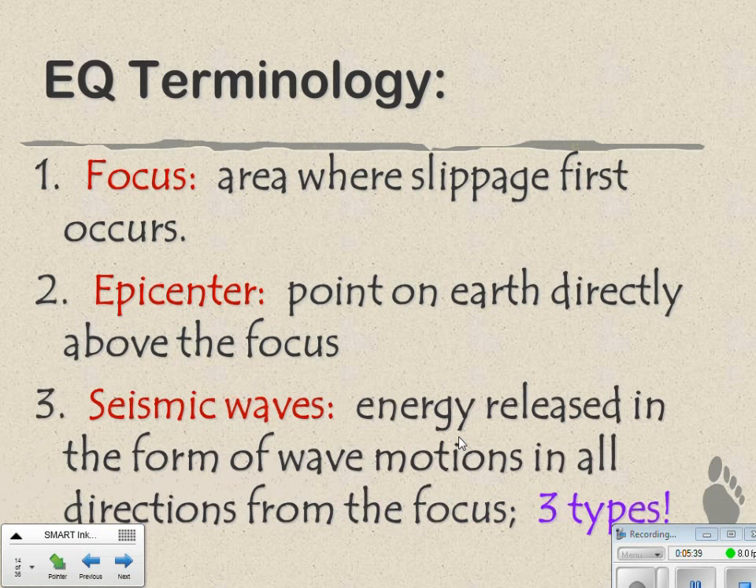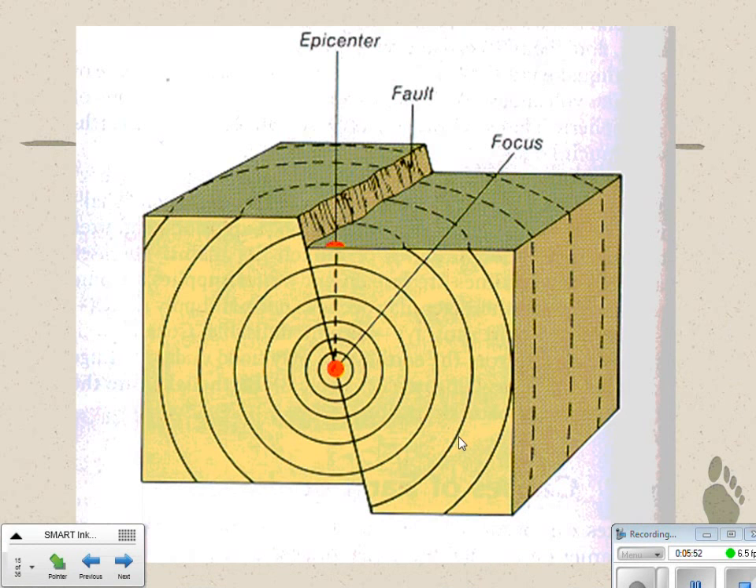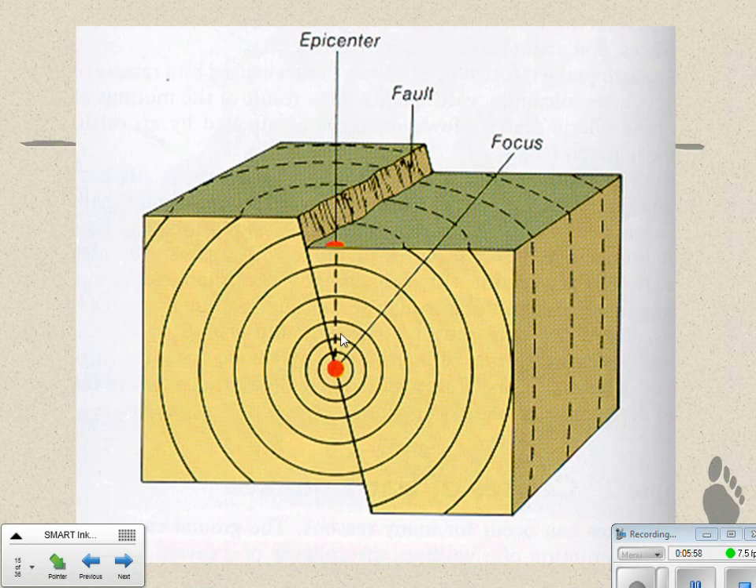And then seismic waves are the energy released in the form of wave motions in all directions from the focus. And there are 3 different types of waves. And then here's a little picture, should be on your notes. Got the focus down here in the middle, and then if you follow this dotted line up to the surface, you have the epicenter on the surface. And then there's that fault because of the break in the crust. You might need to write that on your picture if you can't see it.